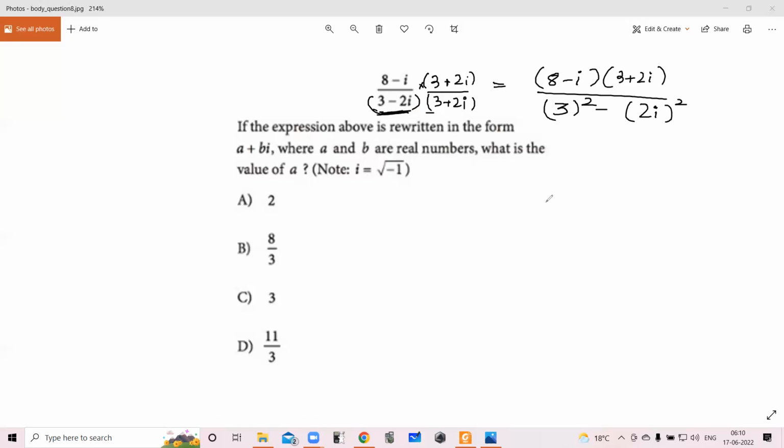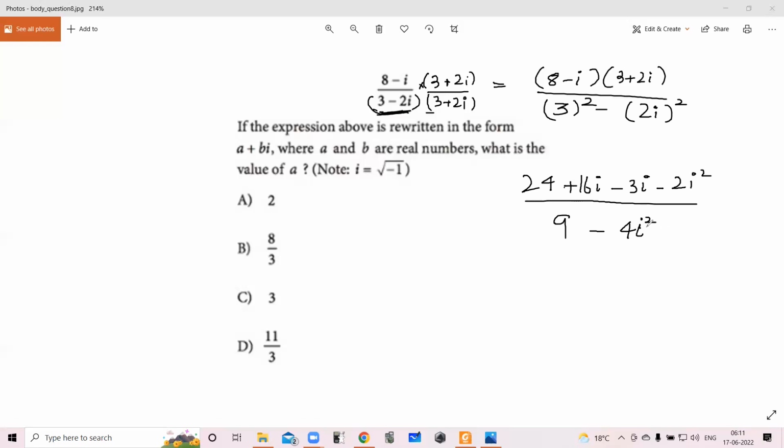8 times 3 is 24. Plus 16i, minus 3i, plus 2i squared. Negative i times negative 2i gives positive 2i squared. Divided by 9 minus 4i squared, because you have i squared in both of them.